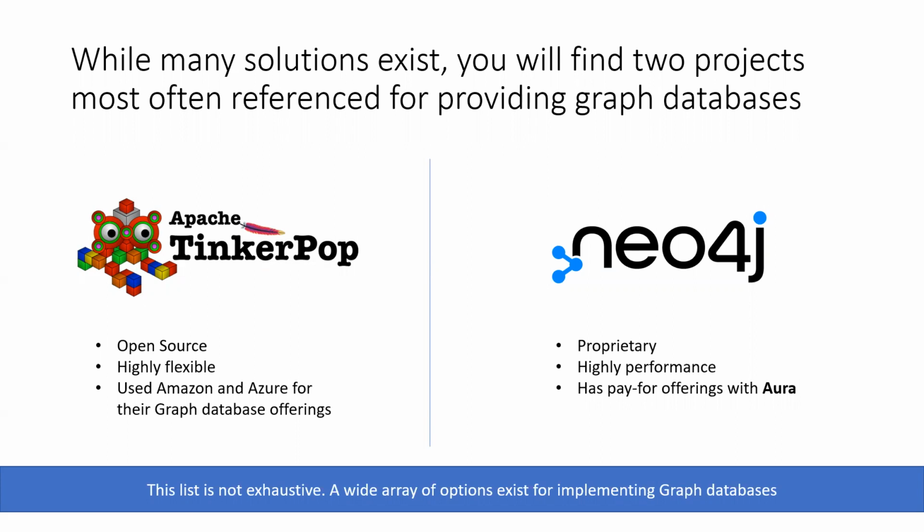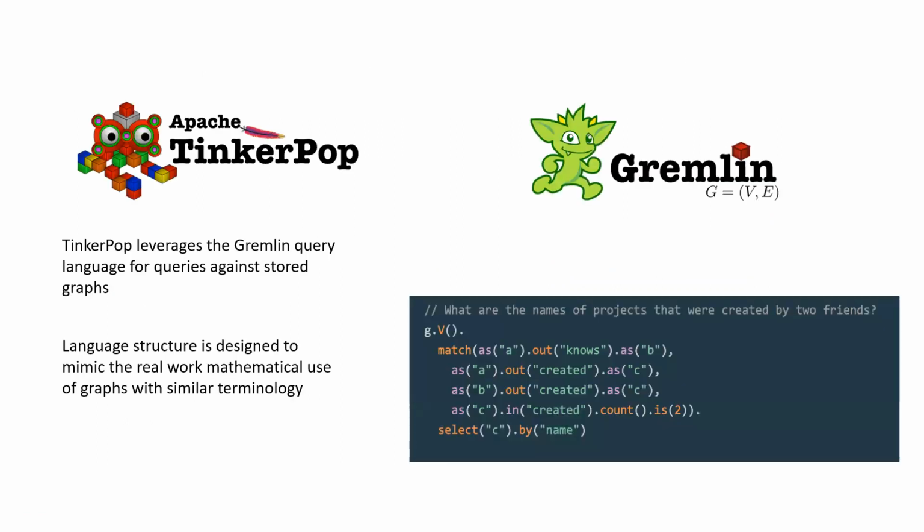Tinkerpop, on the other hand, is widely open sourced and is in use by, like I said, Amazon and Azure and other providers as well. It basically provides a bit of a more scaled down approach to graph databases. It does that by leveraging a language called Gremlin. Gremlin is the name of our offering in Cosmos for graph database, named after the query language that Tinkerpop uses. And the big thing to look at here is that it follows very much the way that the mathematics of graph theory operate.